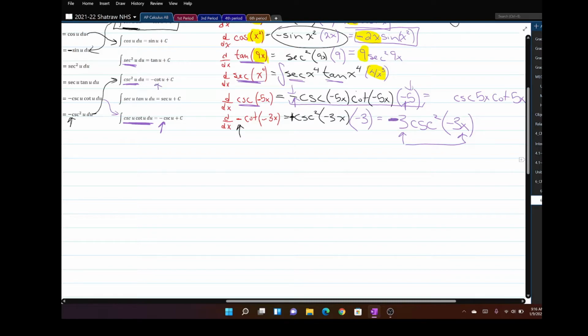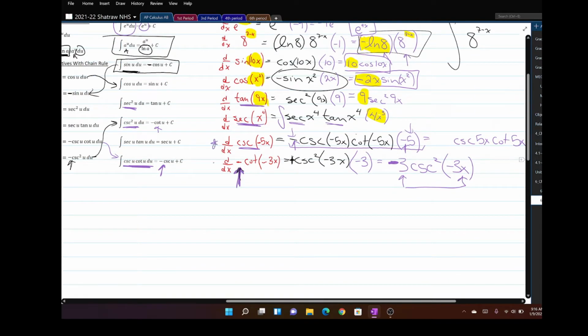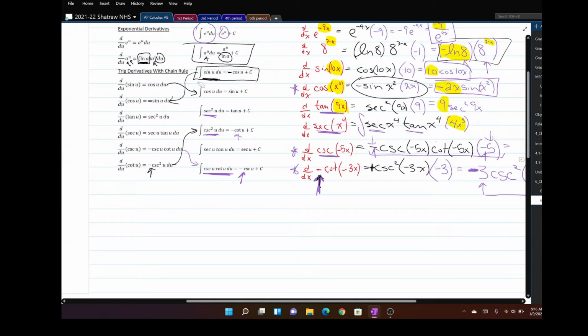This is a moment where I really need you to pay attention to signs. So the derivatives of cotangent and cosecant and of cosine all generate a negative. And so when I want you to memorize these integrals, I want you to pay attention to which integrals will also generate a negative. All right, so that is the introduction to this section.